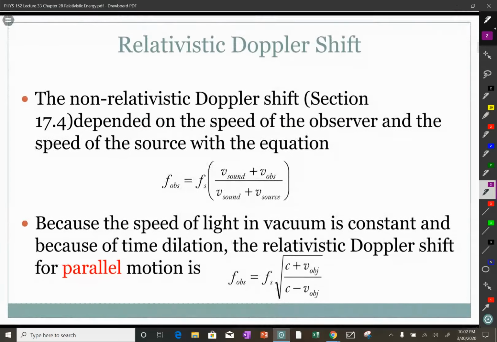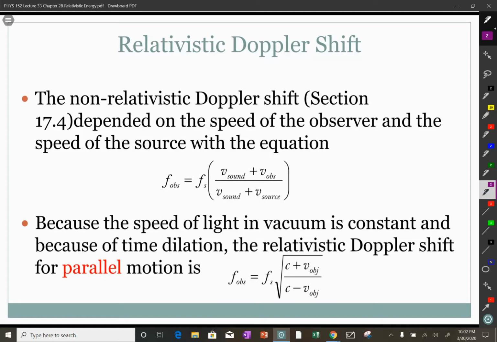Now, something we're not going to do any calculation here in the lecture with is the Doppler shift. The Doppler shift is seen all the time. If you have an ambulance coming toward you and it passes you, you hear that the siren shifts from a higher frequency to a lower frequency as it passes you. That frequency shift is what we call the Doppler shift.